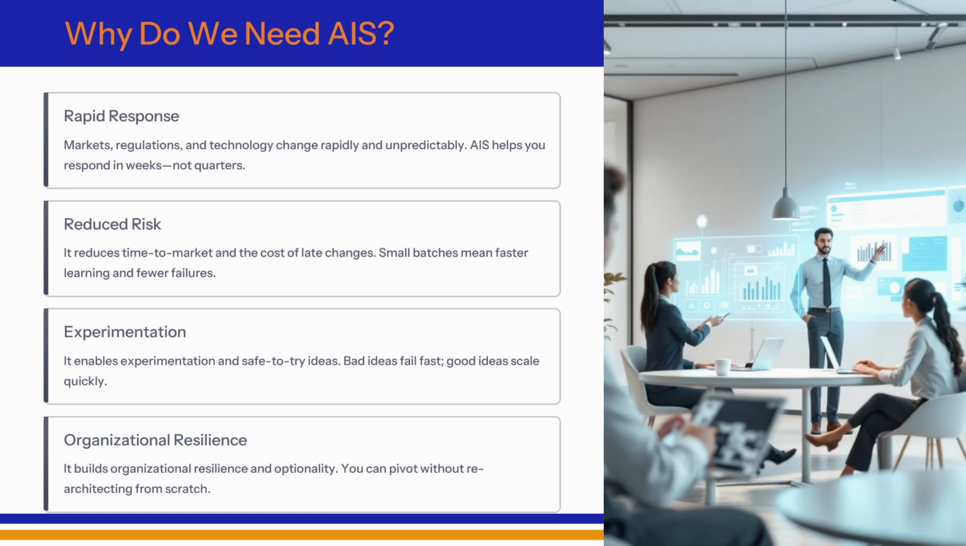So the first one is rapid response. Markets, regulation and technology change rapidly and unpredictably. An Agile information system helps you respond in weeks, not quarters. So, the Agile information system is like a fast car in a traffic jam. It helps you react quickly to sudden changes, whether in market, rules or technology. So it takes weeks, not quarters.